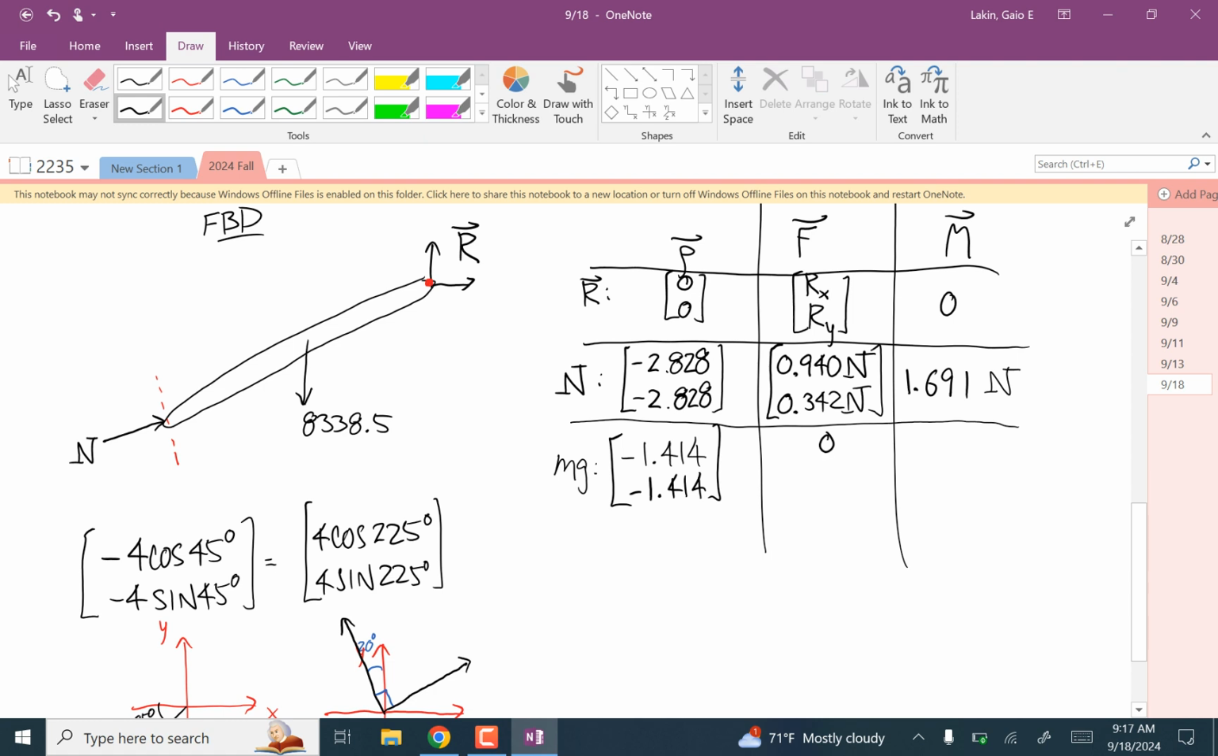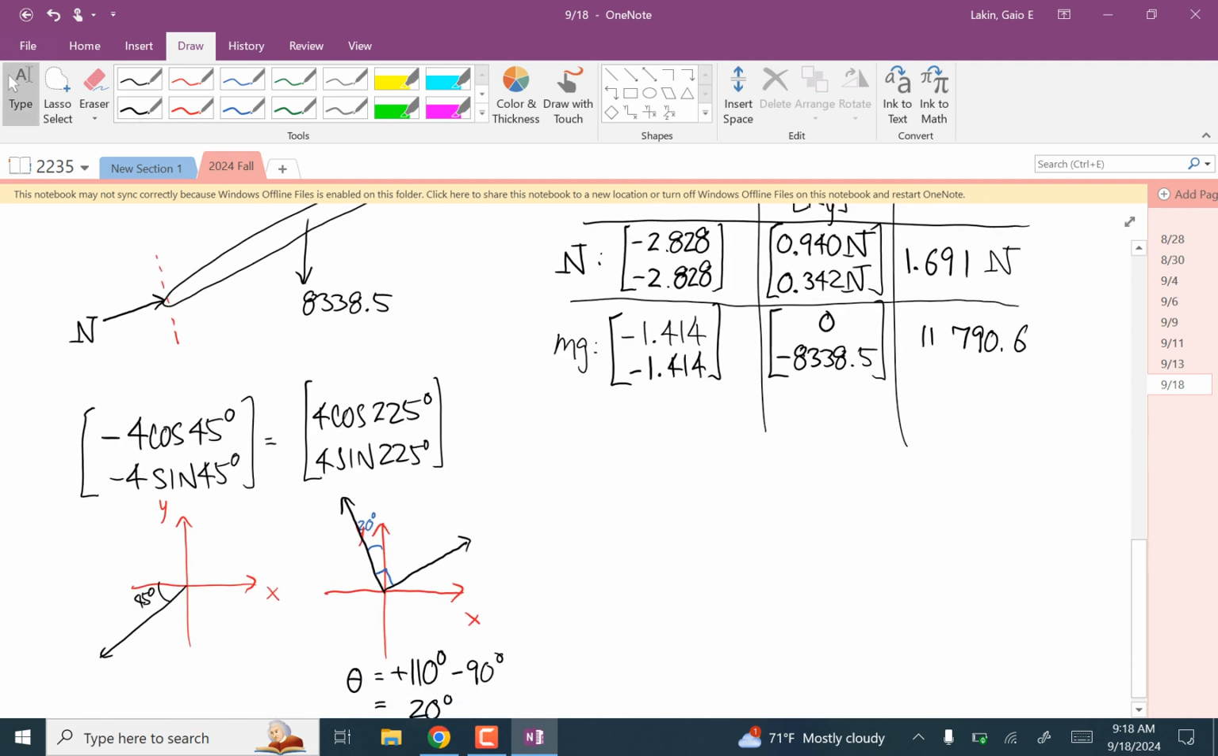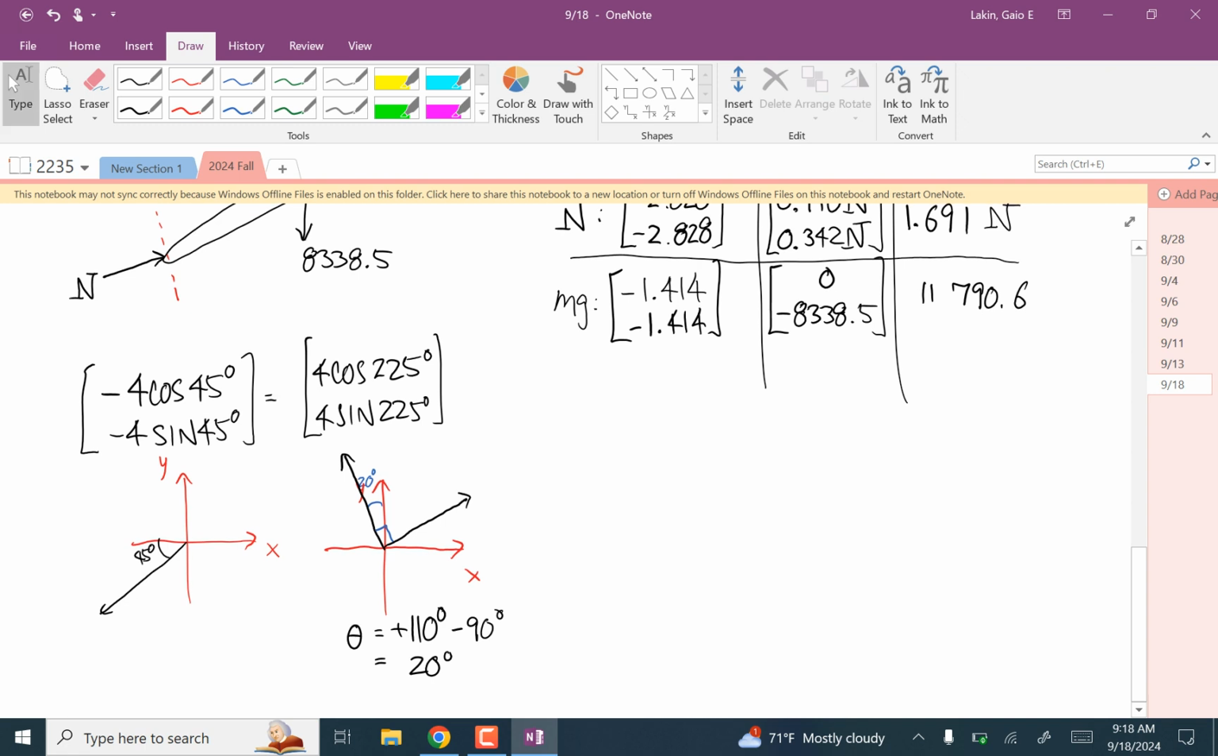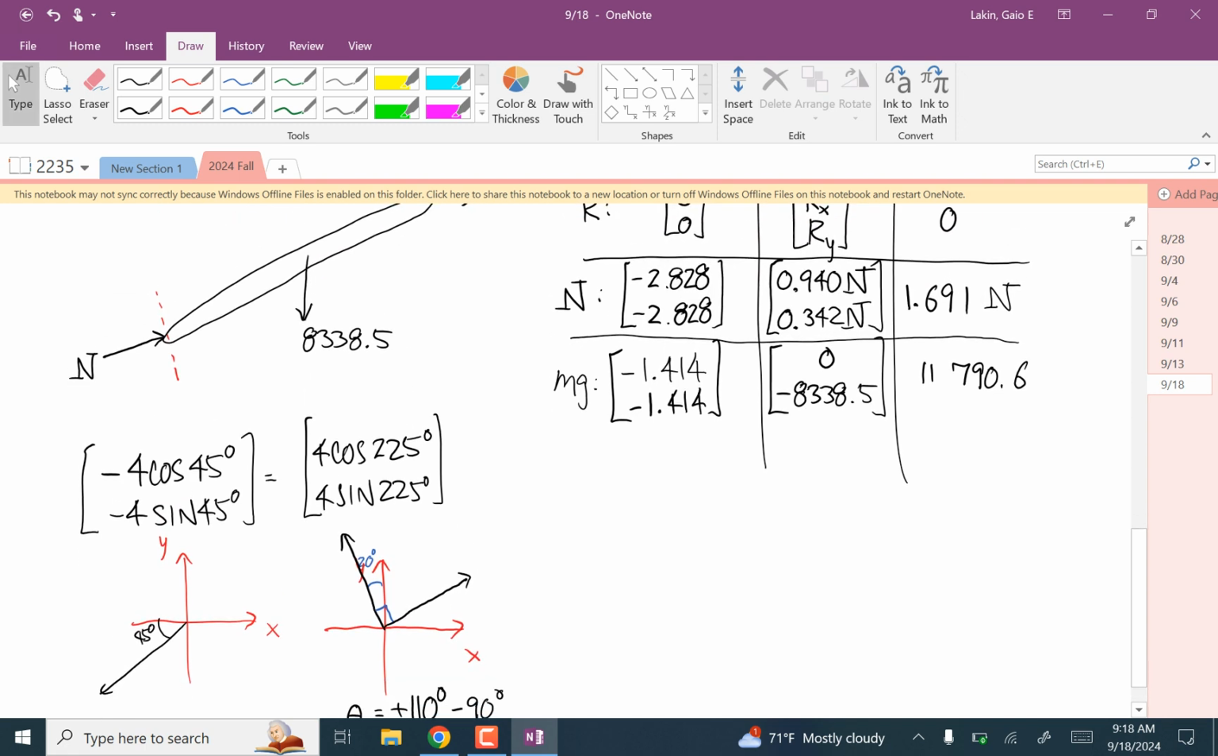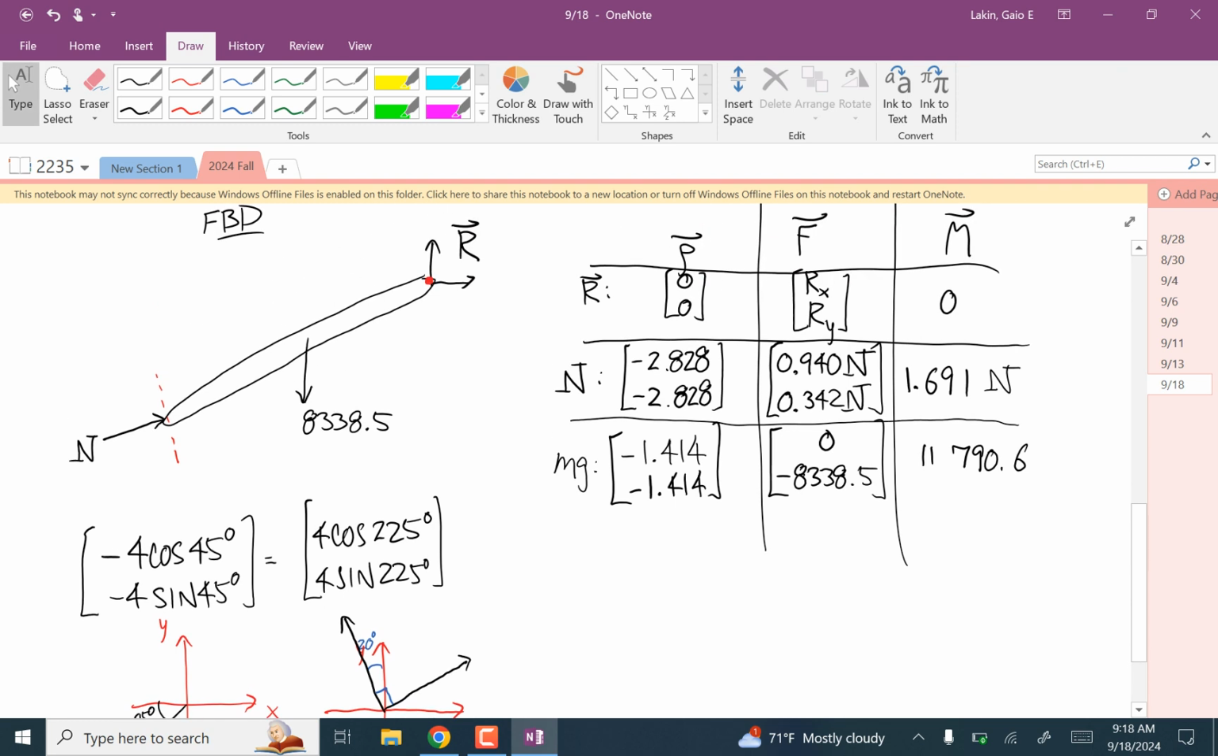The weight force is 0, negative 8338.5. And the cross product is 11,790.6. And so now, maybe I'll stop there, but now you can solve that.